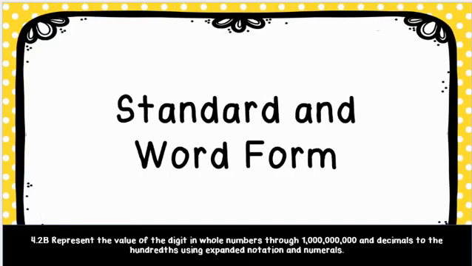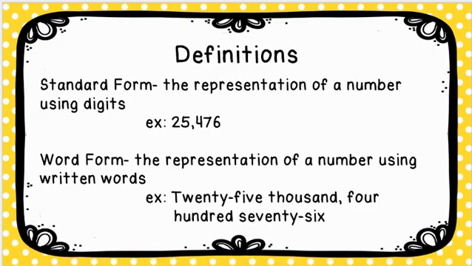In this video, we're going to talk about standard and word form and how to go back and forth from standard and word form. So first, let's start with some definitions. Standard form is the representation of a number using digits. So you can see that through the example below.